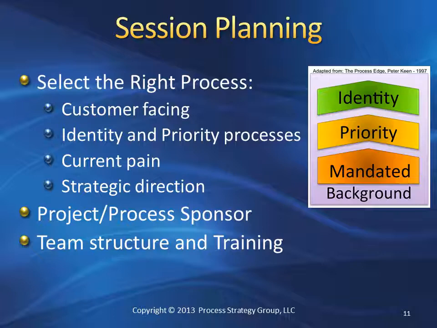On the other hand, a process that is broken and is presenting current pain would be a likely candidate. A manager that needs help addressing a current business issue would fall into this category. There are also processes that need to be improved to meet the strategic direction of the organization. The strategy may call for capabilities which have to be developed, which will target those processes.